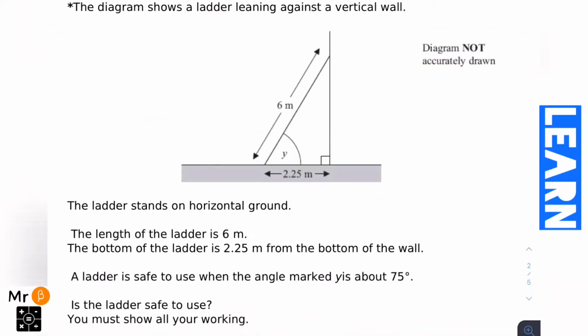So now we've had a look at some basic problems using trigonometry. We're now going to focus our attention on having a look at questions which are given in context. So here we've got this ladder leaning against the wall, and it gives you the information labelled on. And it wants to know whether this ladder is safe to use. In order to show that it is or isn't safe, we need to work out that missing angle y.